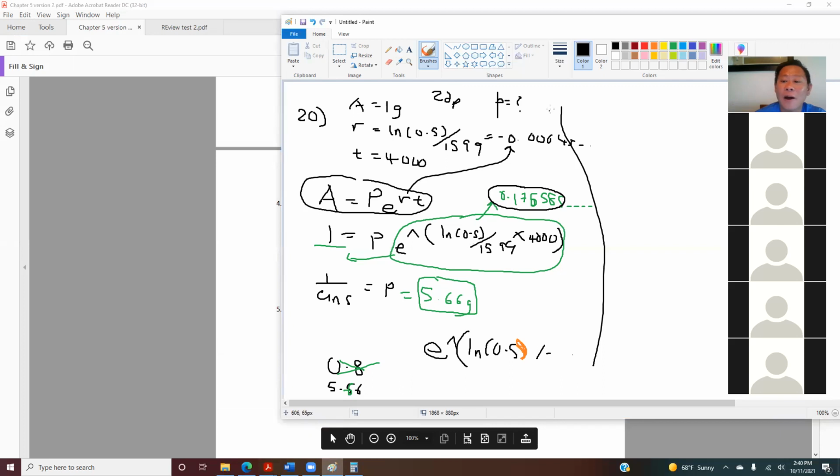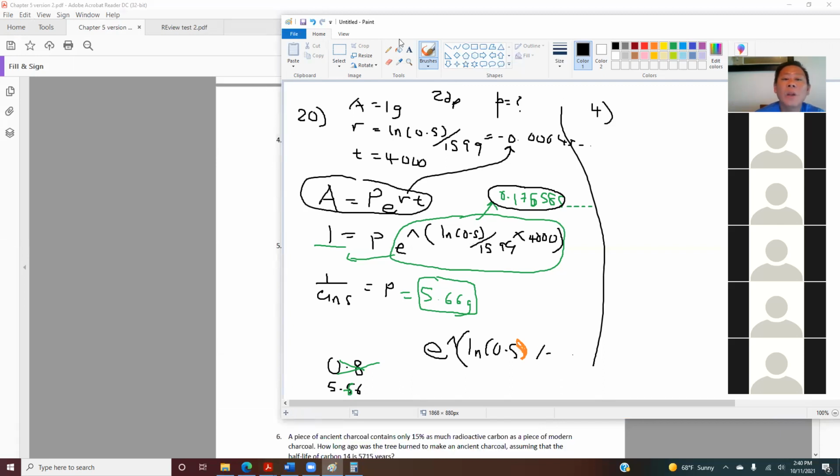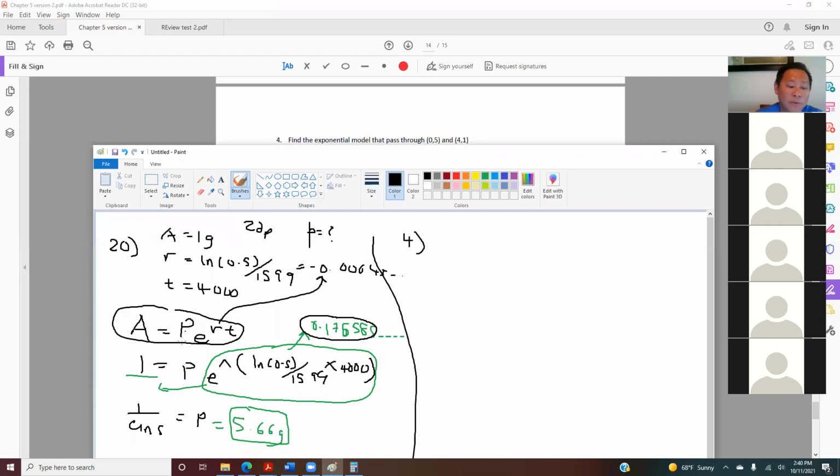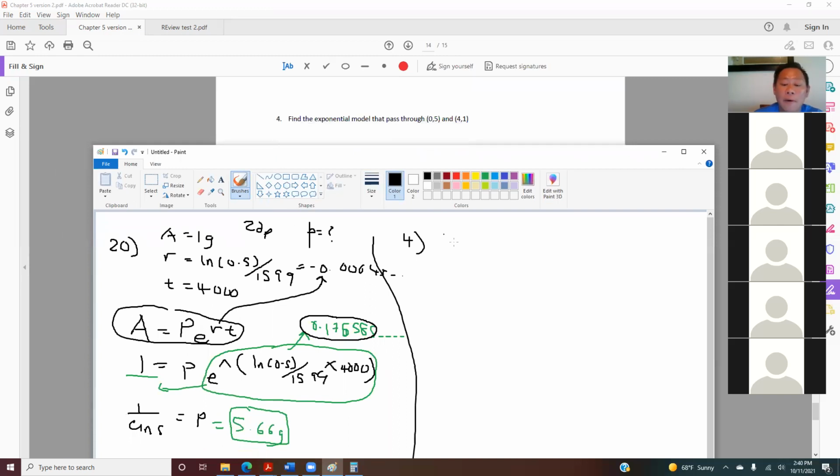All right. So we're going to talk about question 4 here in your notes. Question 4 is giving us 2 points, 0, 5 and 4, 1, and they want you to find the exponential model for this case. So first thing first, you need to graph these 2 points to figure out whether they are exponential growth or exponential decay.